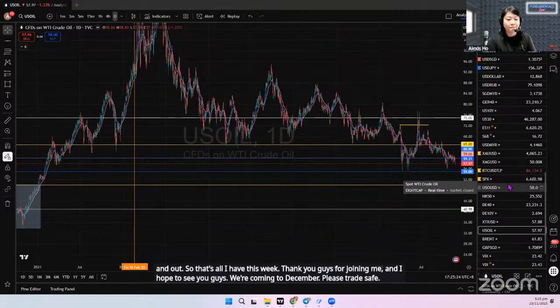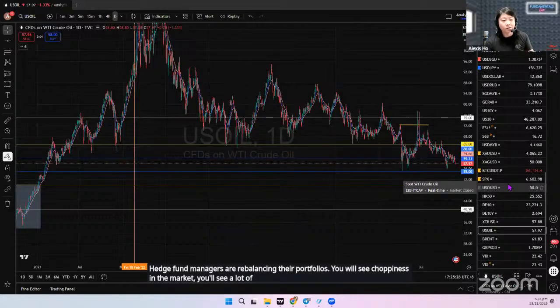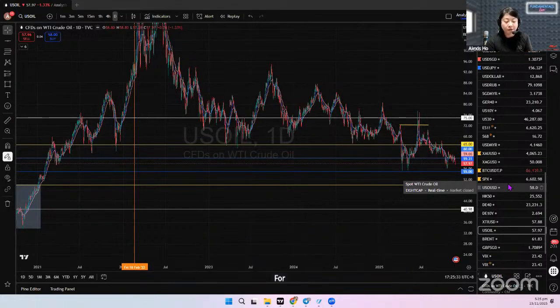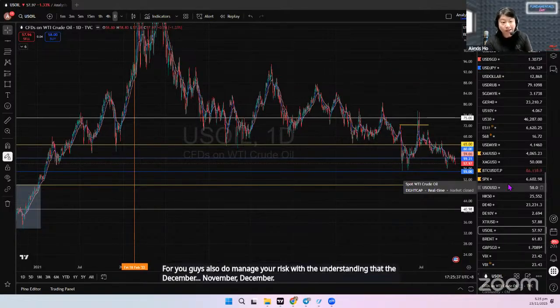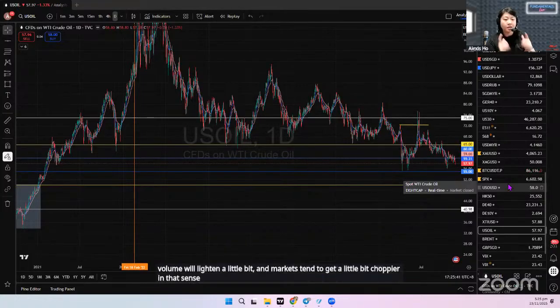We're coming to December, hedge fund managers are rebalancing their portfolios. You will see choppiness in the market. You see a lot of pullbacks in the market because everybody is closing their books for the year, right? So for you guys also, do manage your risks with the understanding that the November, December volume will lighten a little bit and markets tend to get a little bit choppier in that sense. So trade safe and keep those risk management tight.